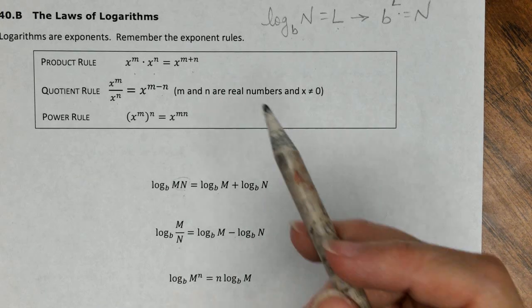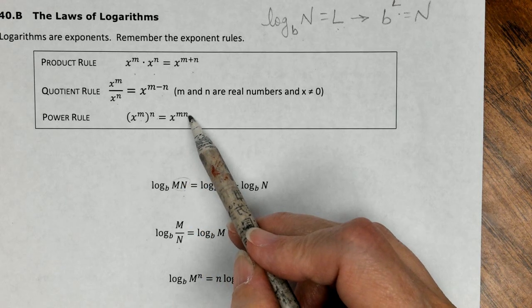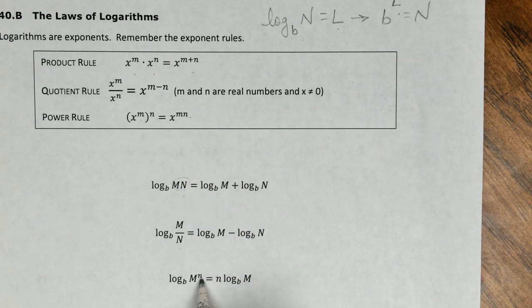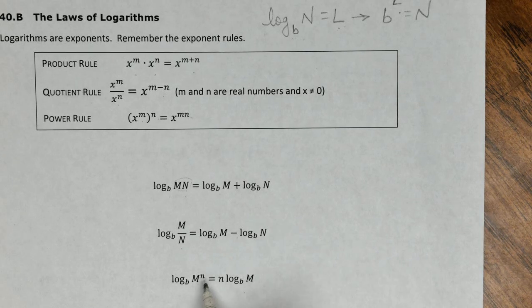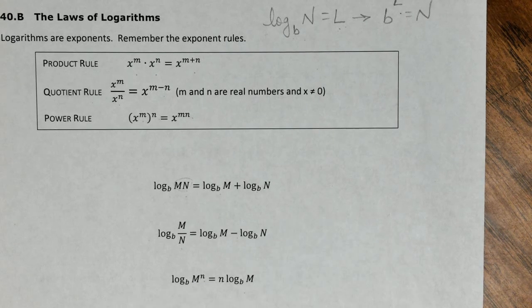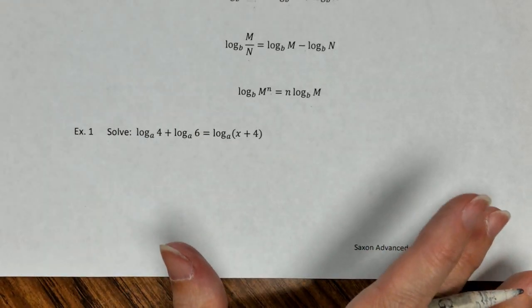And then the power rule. When you have a power raised to a power, you multiply the exponents. So when you have a log to a power, you multiply. Okay? Which the m is to the power. But then you multiply. And then we're going to use those rules to simplify some things or solve some equations. Okay, so let's look down here at example 1.